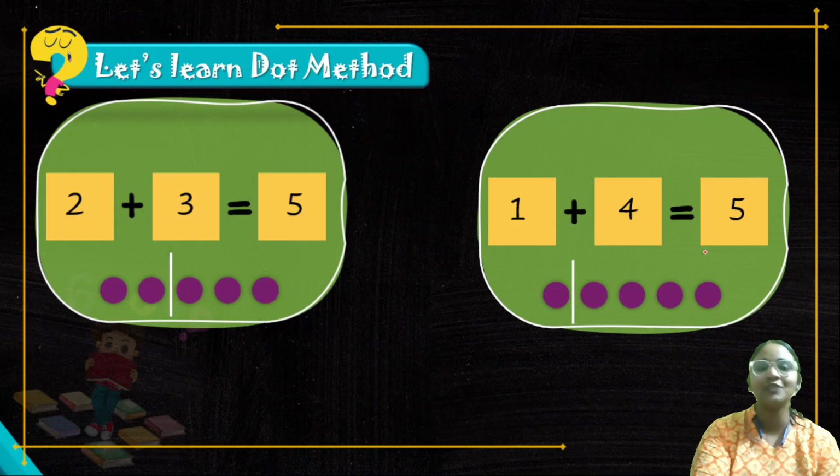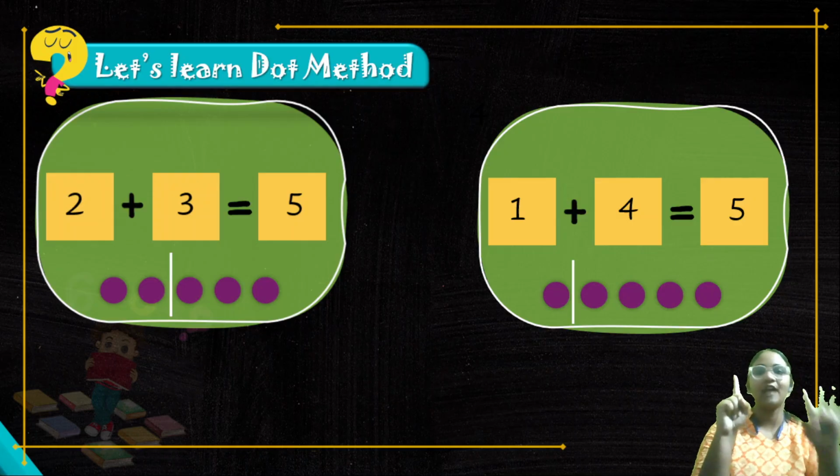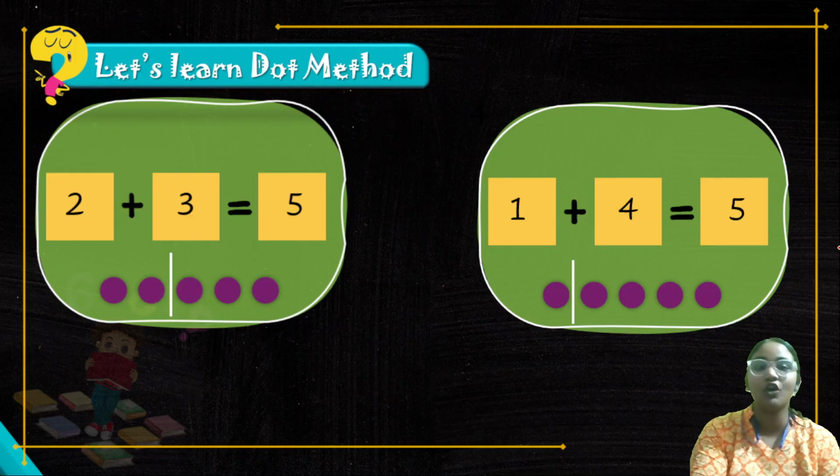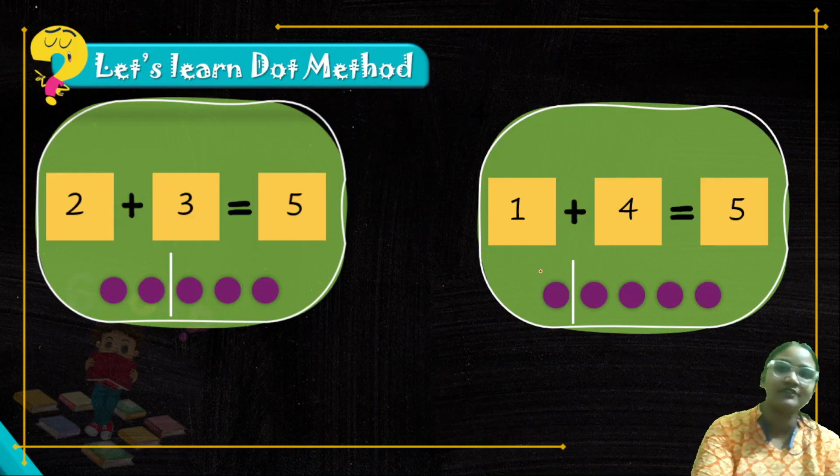Let's quickly verify using our fingers. 1 and 4. Let's count them together. 1, 2, 3, 4, 5. Yes. So 1 plus 4 also makes 5. Can you think of other ways also?